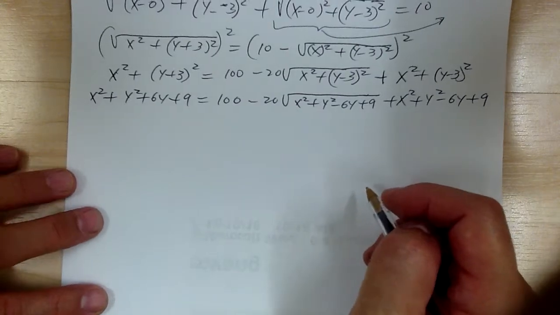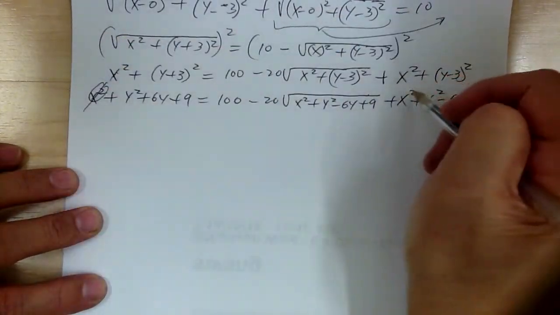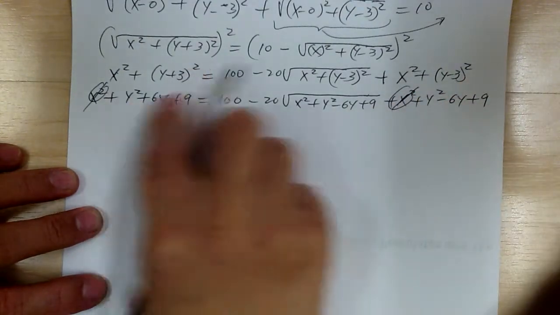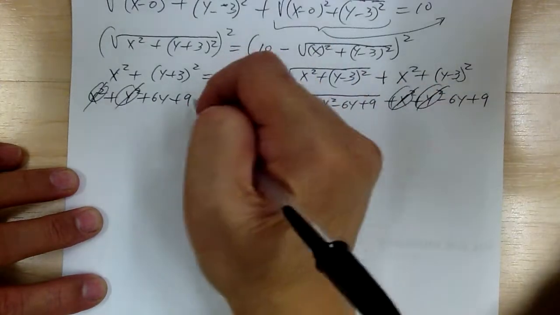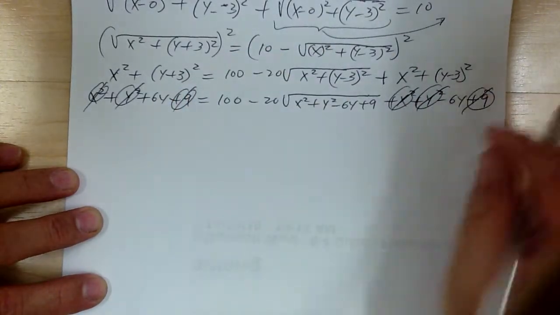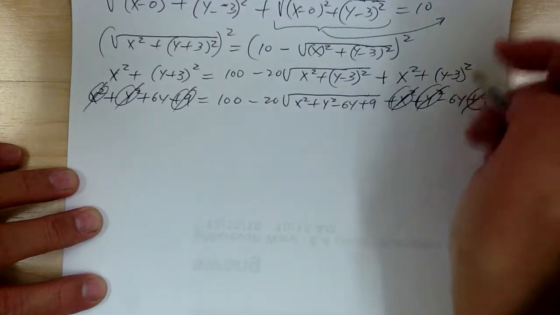Okay, so let's go and simplify things a little bit. The x squared and x squared will cancel out. The y squared and y squared will cancel out. The 9 and the 9 cancel out. Now be careful, this is plus 6y, this is minus 6y, so they don't cancel out.